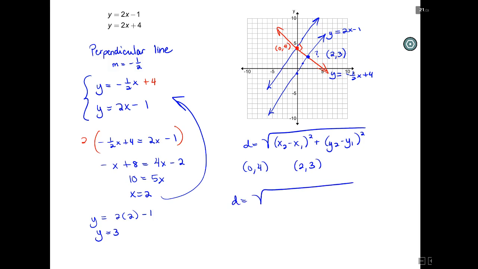So I have 2 minus 0 squared plus 3 minus 4 squared. So I have 2 squared, which is 4, -1 squared, which is 1. So I get the square root of 5. So the distance between those two lines is the square root of 5.